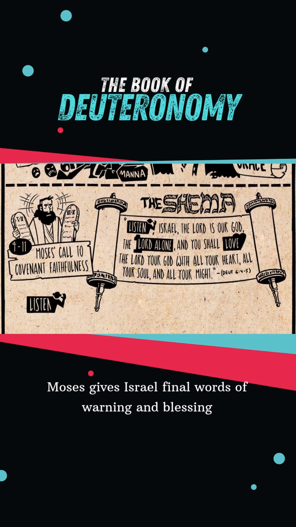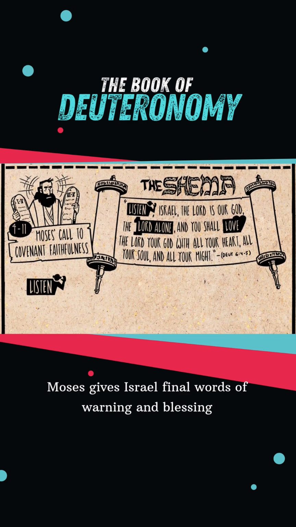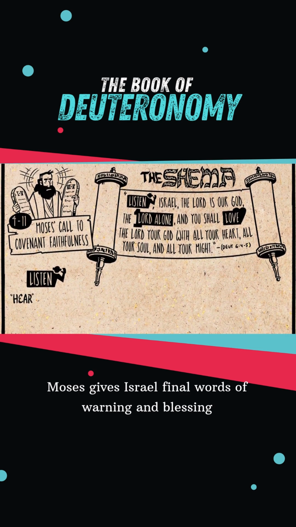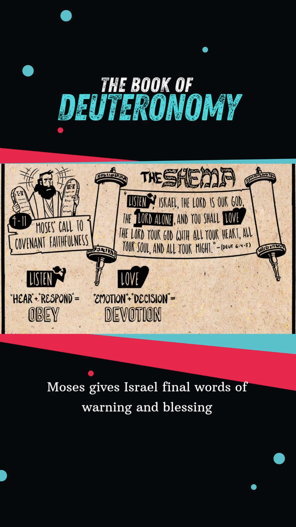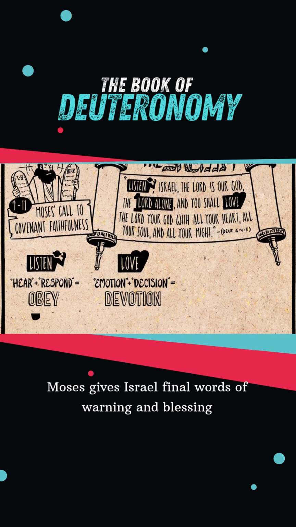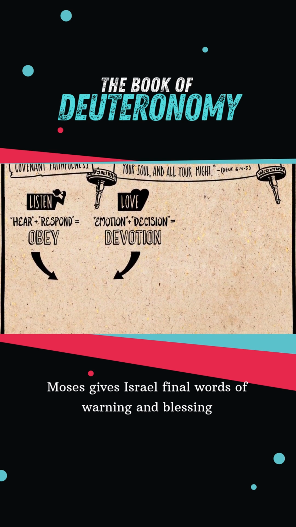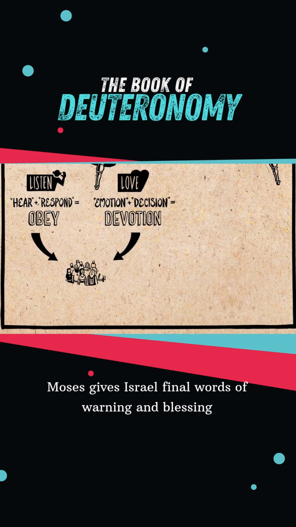So the word listen, or Shema in Hebrew, it means much more than just to hear. Its meaning includes responding to what you hear, or in English we would say obey. And the word love in Hebrew also means much more than just an emotion or feeling. It's about a decision of wholehearted devotion to God that involves your will and your emotions, your mind and your heart.